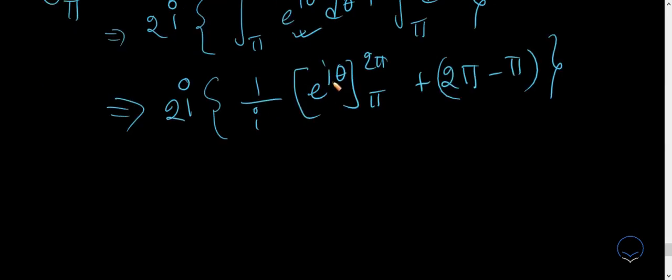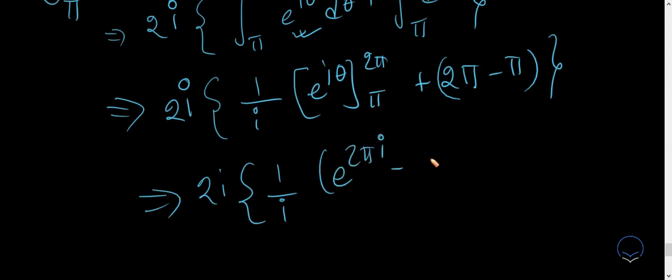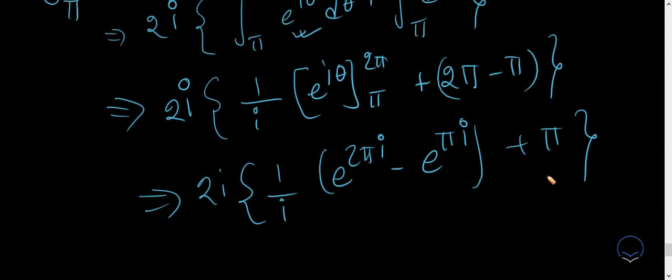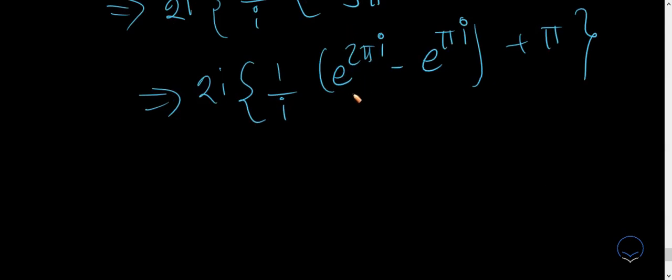Now you just have to put in the values. There is a 2i over here, 1 upon i times e to the power 2 pi i minus e to the power pi i, plus pi, because there is a 2 pi and pi over there, so 2 pi minus pi is just pi. Okay, everything looks fine. Now e to the power 2 pi i is always 1, and e to the power pi i is minus 1, and you can easily verify it using Euler's identity.